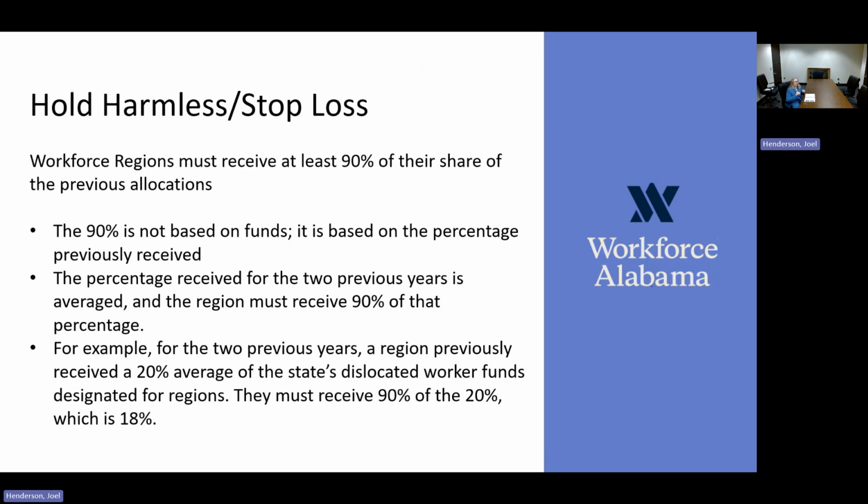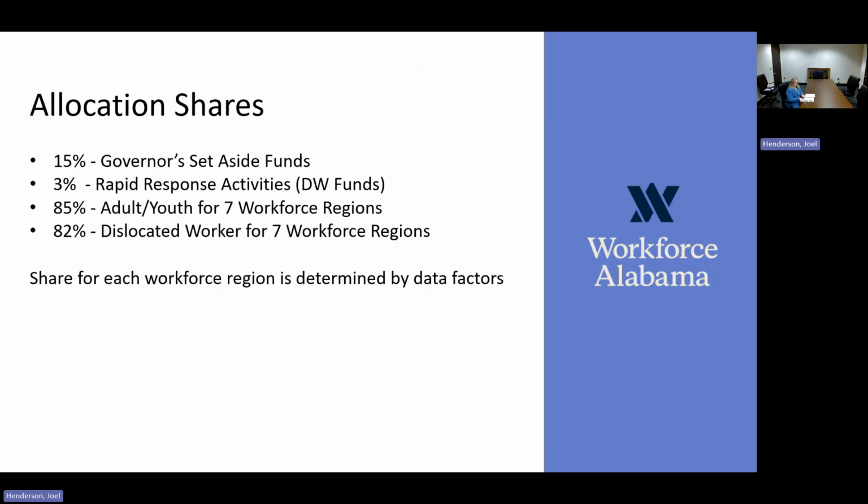So what we do is we take the percentage or the weight that they received the 2 previous years, we average that, and then the region has to receive 90% of that. I have an example here. For 2 previous years, a region had received a 20% average of the state's dislocated worker funds that were designated for the regions. They have to receive at least 90% of that 20%, and overall, that comes out to 18% of the new year's funds. Next slide.